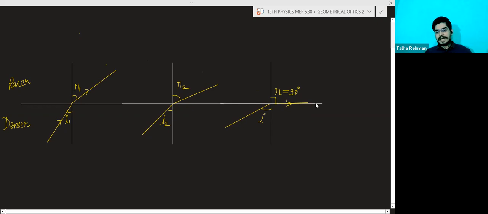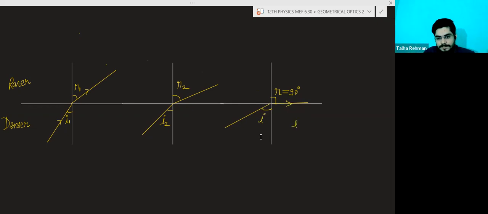This is the refracted ray, and that angle of incidence is known as the critical angle. So basically, this I is equal to C. This is known as the critical angle, the angle of incidence for which the angle of refraction becomes 90 degree, and there is a grazing of refracted ray. So what is happening here? Grazing emergence.